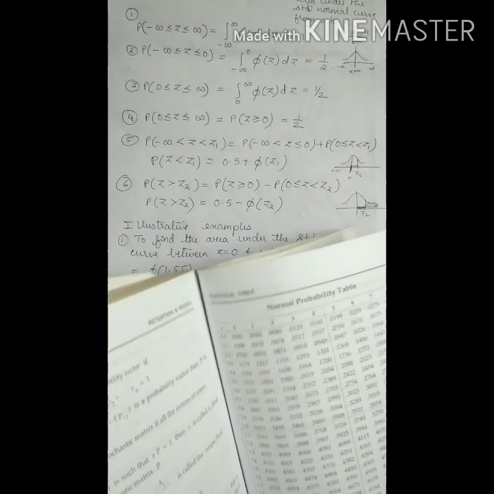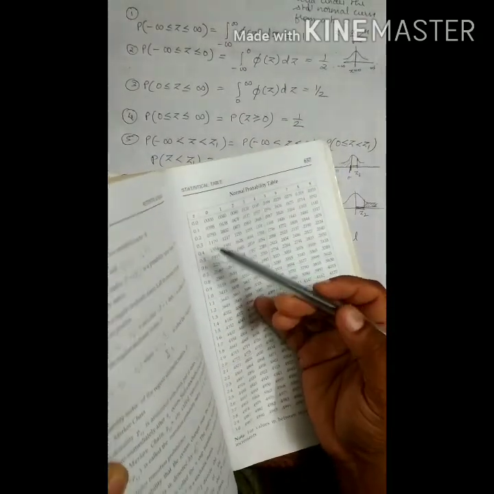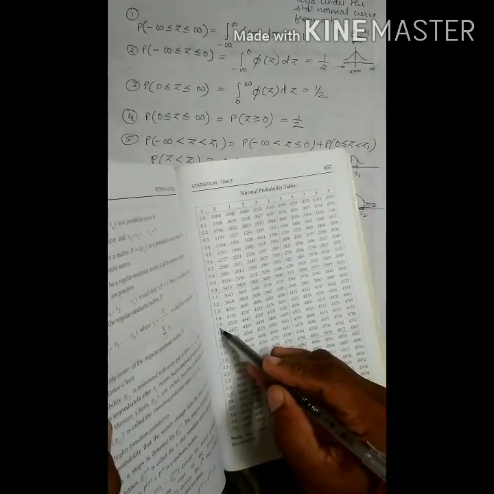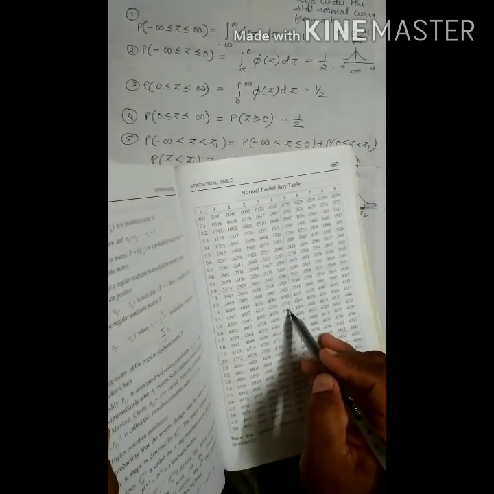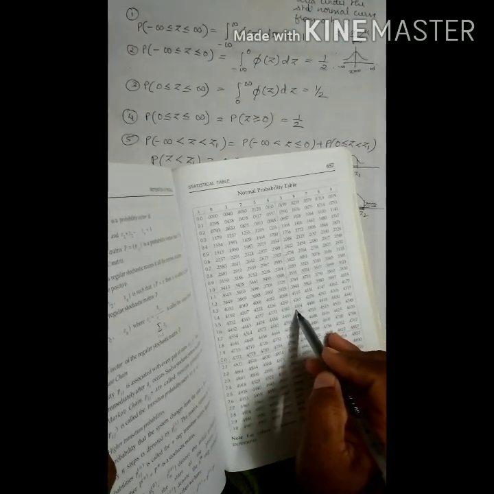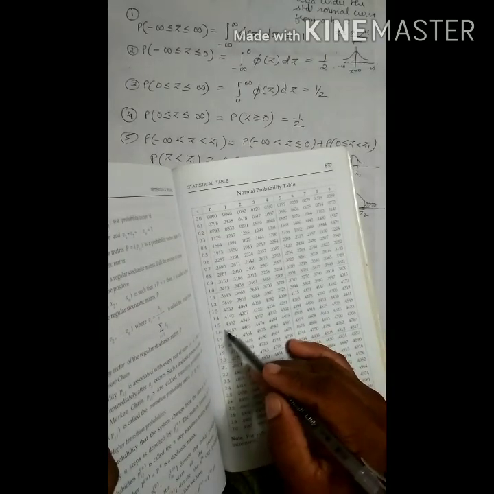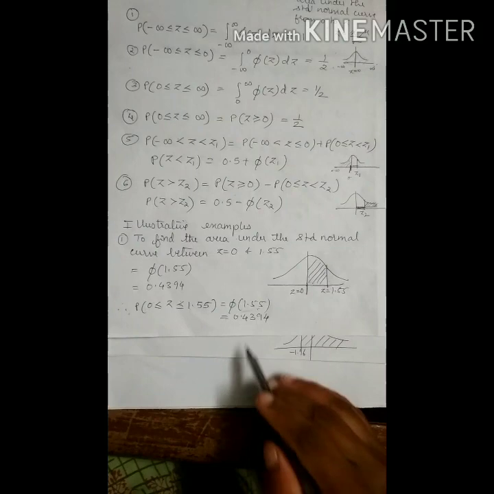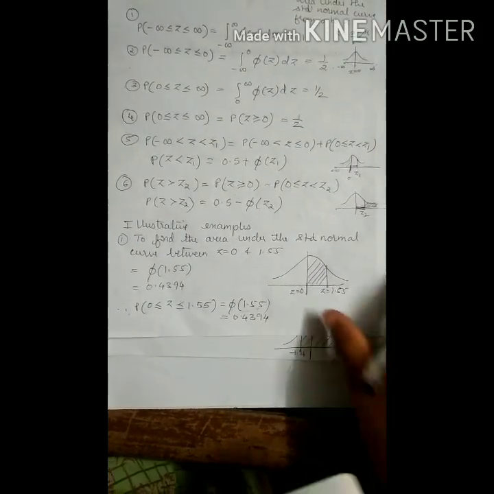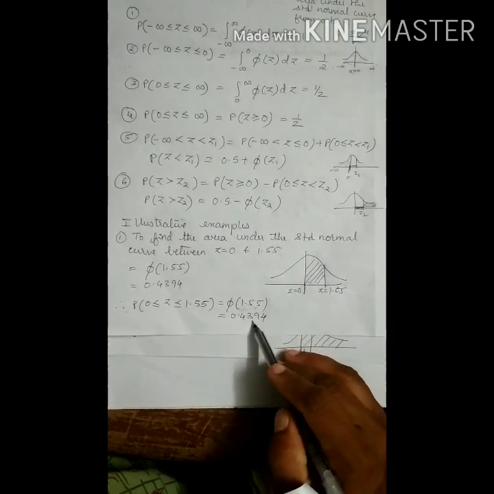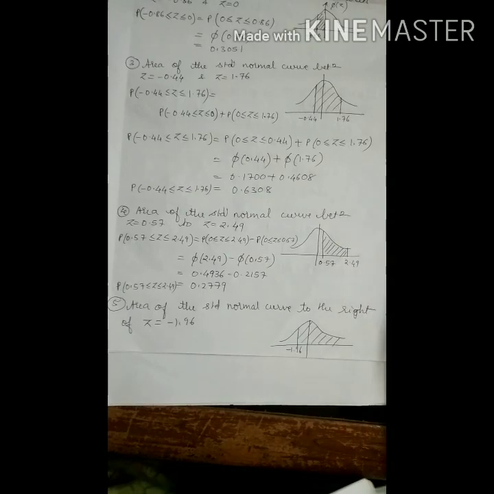How to find it now? Please pay attention here. Phi of 1.55 means here 1.5 is here. So 1.5 under 0.5 means here it is 4394, that is 0.4394. The point is there, so it will become 0.4394. So this is your answer. Okay. So this is the area. This area of this curve will be 0.4394. Okay. So this is the first one. Next we are going to go with the second question.